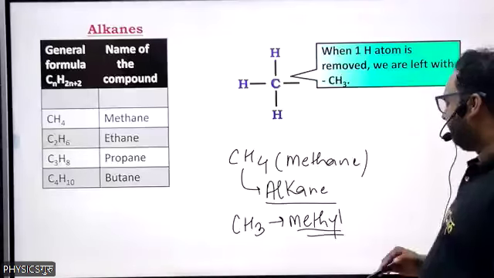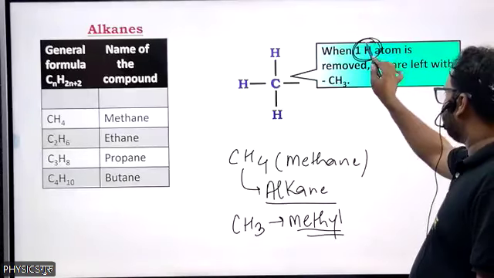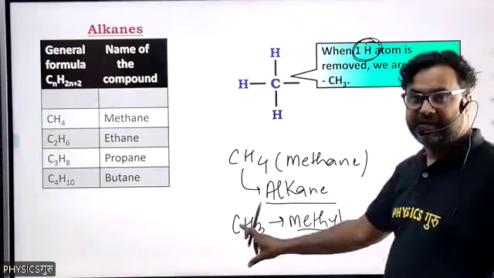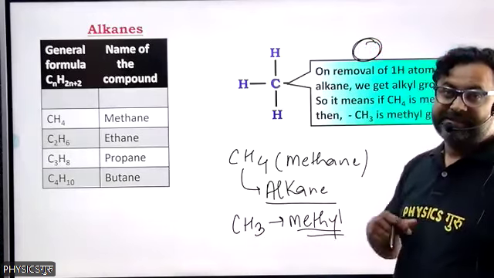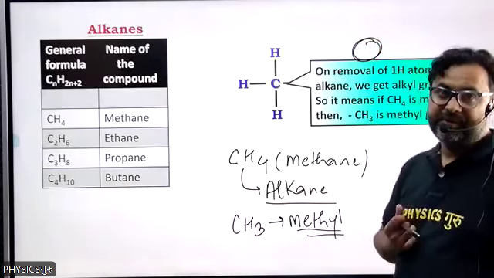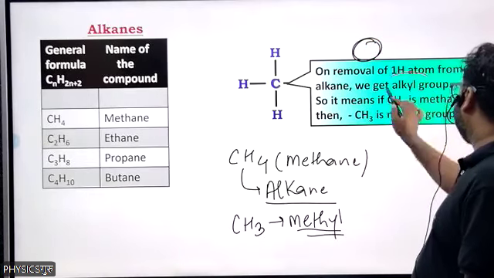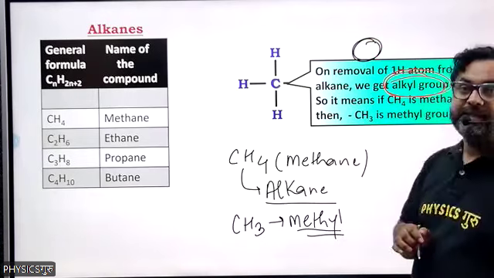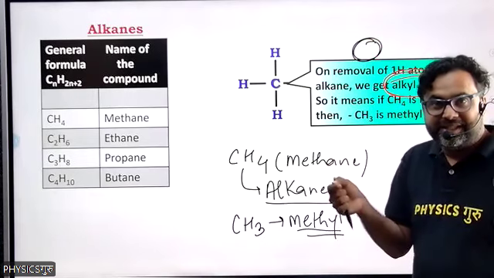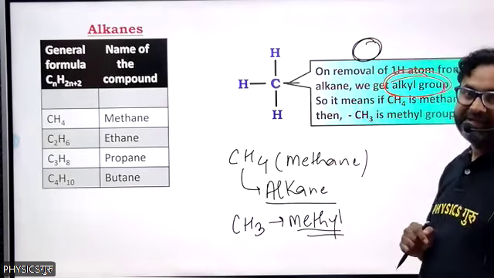Methyl. So when we remove one hydrogen atom from methane, we are left with methyl, CH3. Basically, an alkyl group. If you remove one hydrogen from an alkane, we get an alkyl group. CH4 is methane, CH3 is methyl. You get the methyl group.